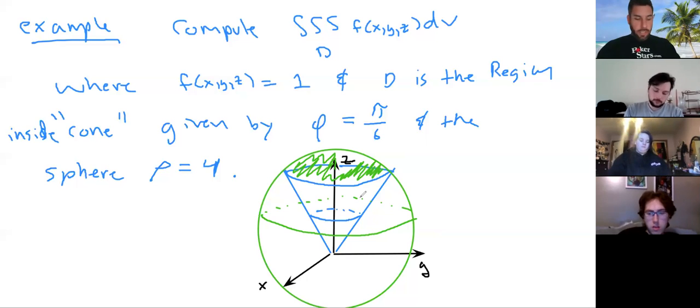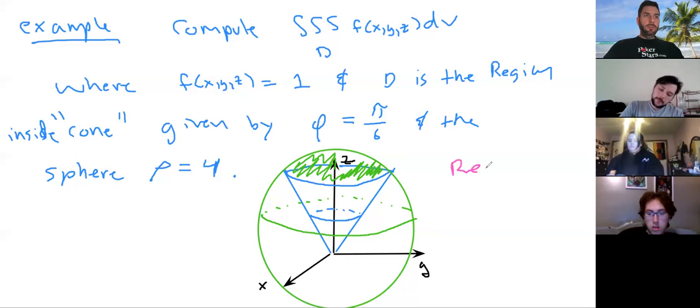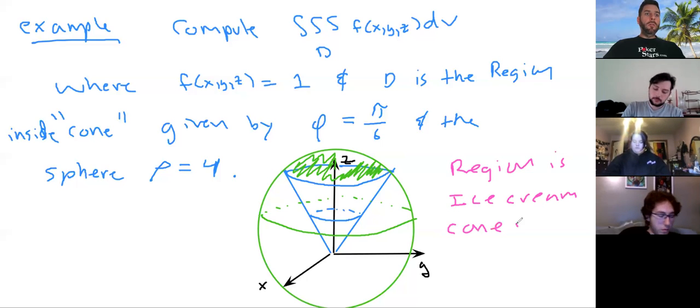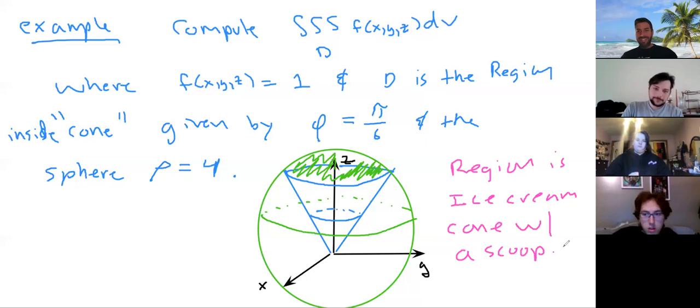So here's how I would like you to think about this. What you should do is think about the region as an ice cream cone with a scoop. Does that make sense? Maybe? I don't know. So it's not just a cone, it has one scoop sitting on top of it.